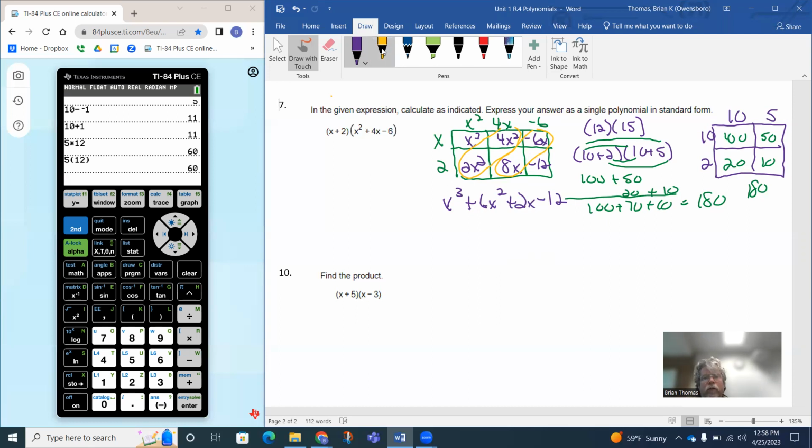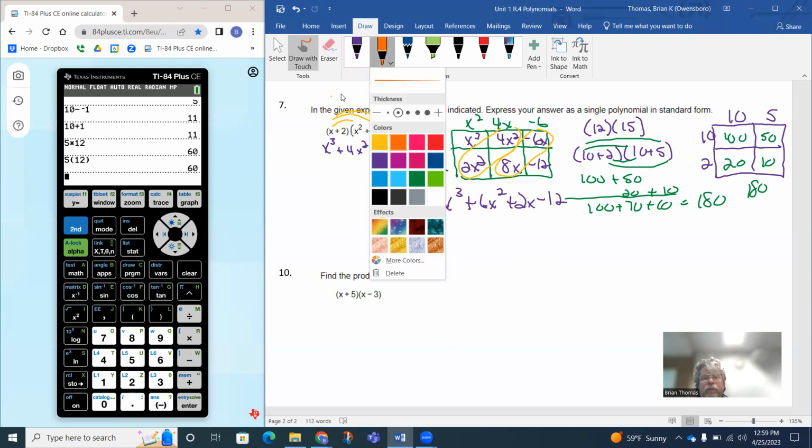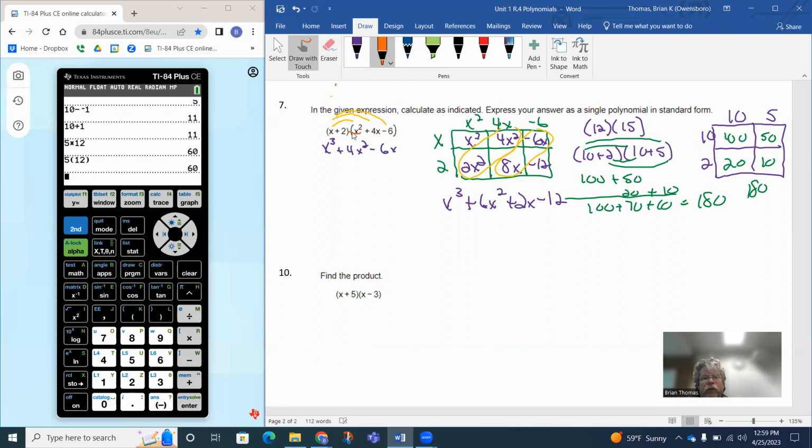Now, you could also just come over here and multiply this x through all three pieces. So if I do that, x times x squared would be x cubed. X times 4x is 4x squared. X times negative 6 is negative 6x. And then you could turn around and multiply the 2 through all three pieces. So the 2 would go through these three pieces. So you'd have 2 times x squared would be 2x squared.